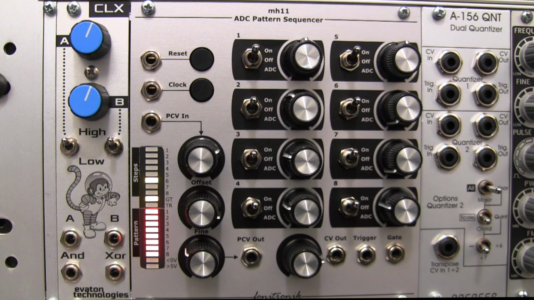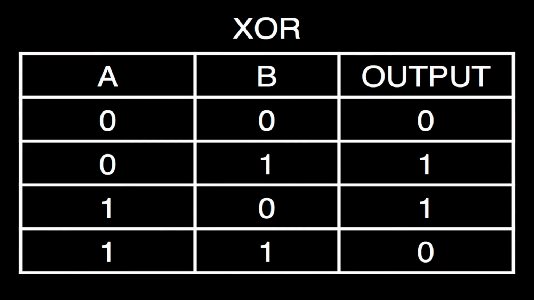An XOR, or exclusive OR, logic gate outputs high when either A or B is high, but low when both are high. Here's a truth table to get an idea of what I'm talking about. As you can see from the truth table, when both A and B are low, your output will be low. When A is low and B is high, your output will be high. When A is high and B is low, your output will be high. And then when both A and B are high, your output will be low.